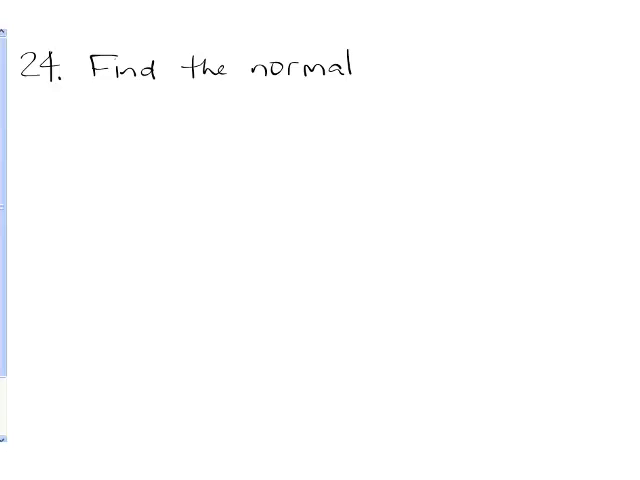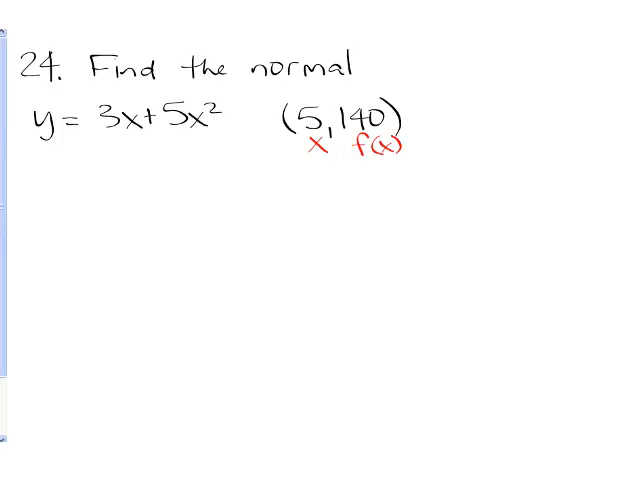And in order to find the normal, we have to find the tangent. They give us this for our equation, 3x plus 5x squared, and they give us the point, 5 and 140. Now, the cool thing about this is they've given us x, and they've given us f of x. So we already know some stuff, this is good, okay?